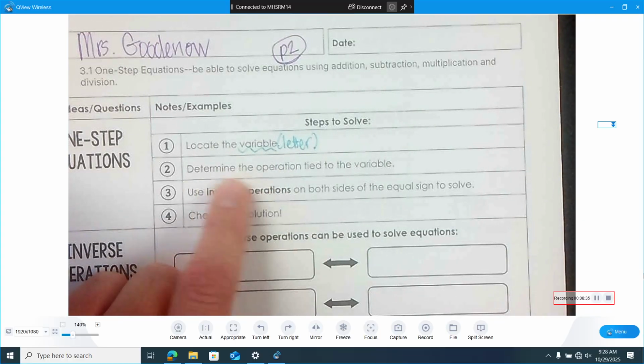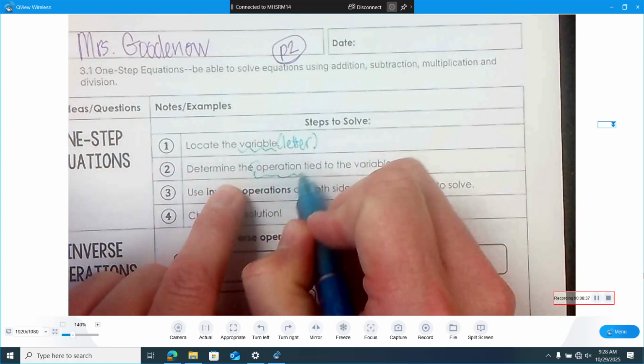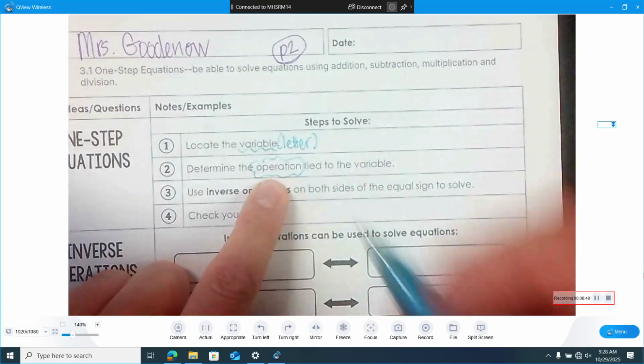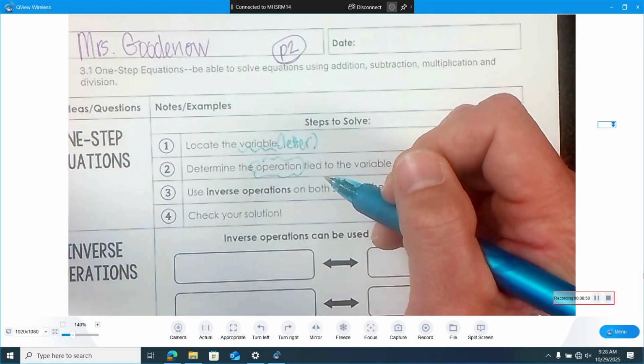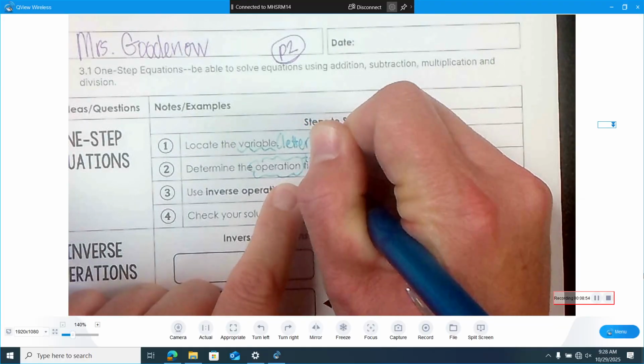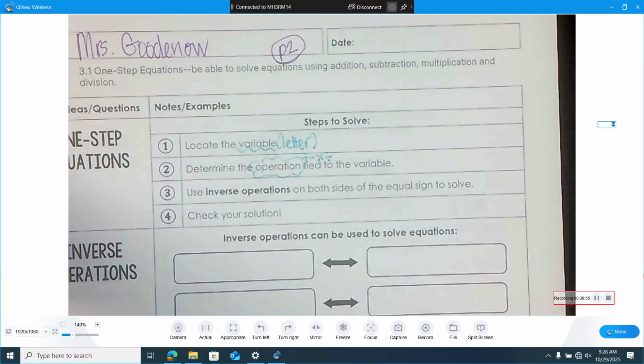We want to determine the operation tied to the variable. What are they talking about when they say the word operation? The operation talks about multiplication, addition, it's the add, subtract, multiply, or divide. So what operation is tied to the variable? What operation is connected to the variable? I'll talk a lot about that.